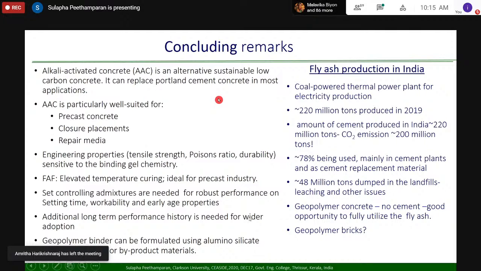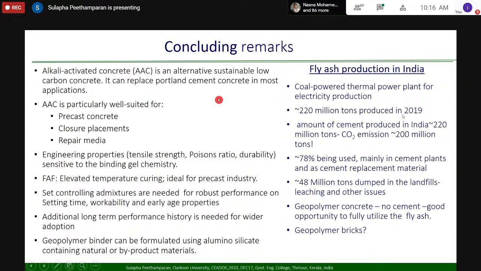Now, I just wanted to add one more remark with respect to the Indian aspect, the scope of this kind of material in India. In India, we produce around 220 million tons of fly ash as a byproduct in thermal power plants, because we have a lot of coal-powered thermal power plants all over India.